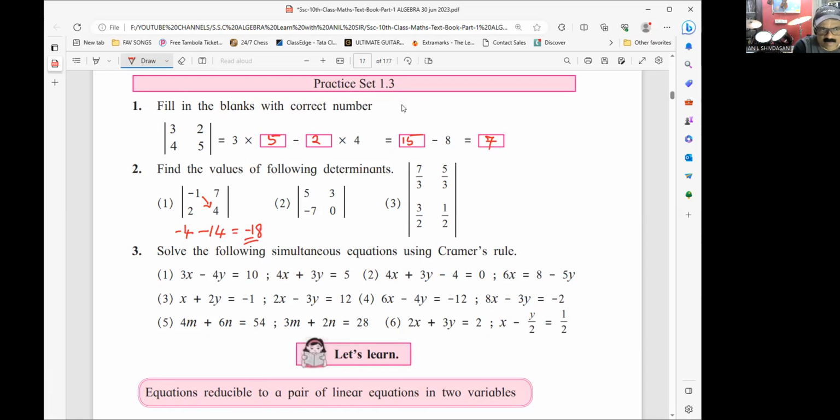What about this one? This one will be 5 into 0 minus 3 into minus 7. So this becomes 0 plus 7 threes are 21. So the answer to this is 21.